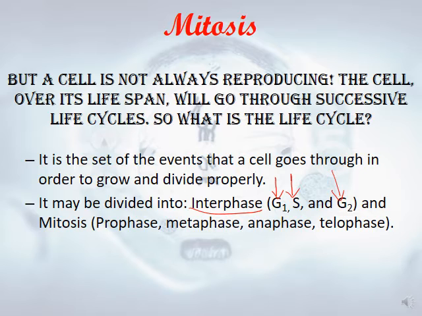They should be in order. So prophase, metaphase, anaphase, telophase. We can write it as PMAT: prophase, metaphase, anaphase, and telophase.